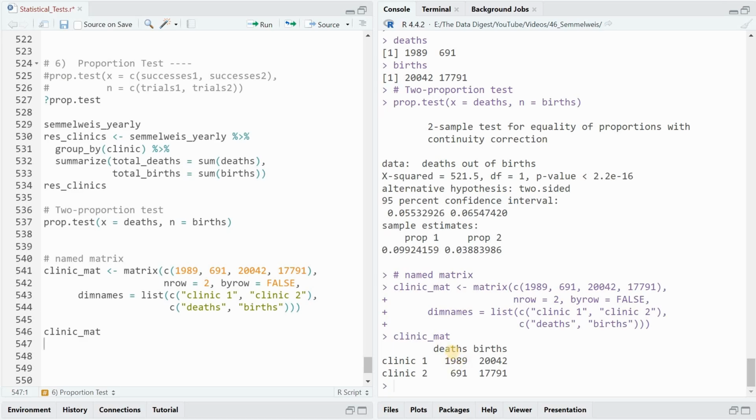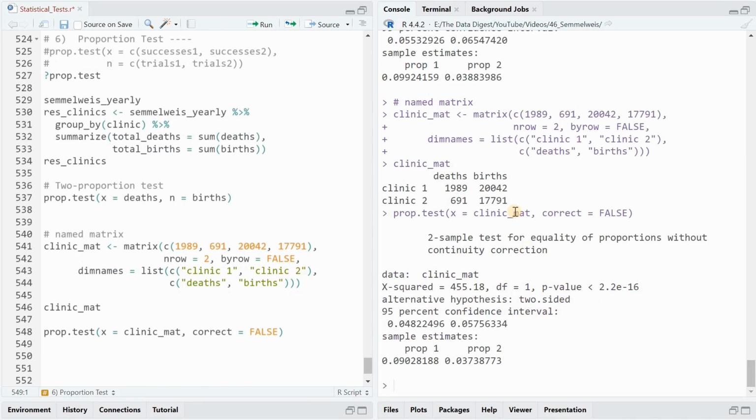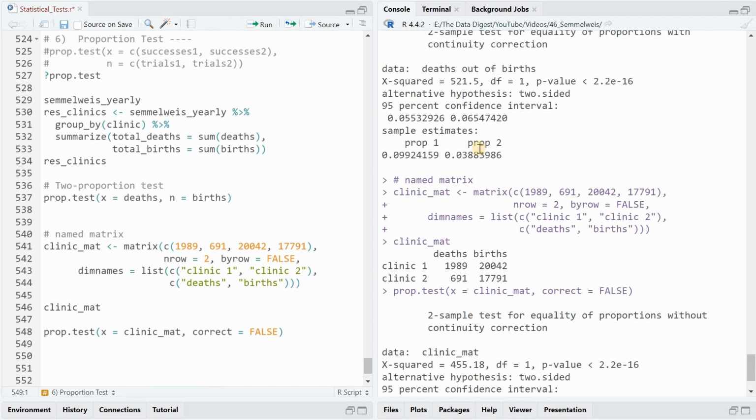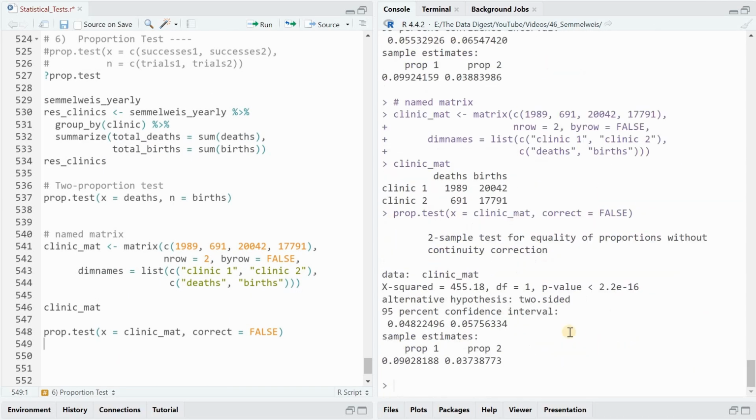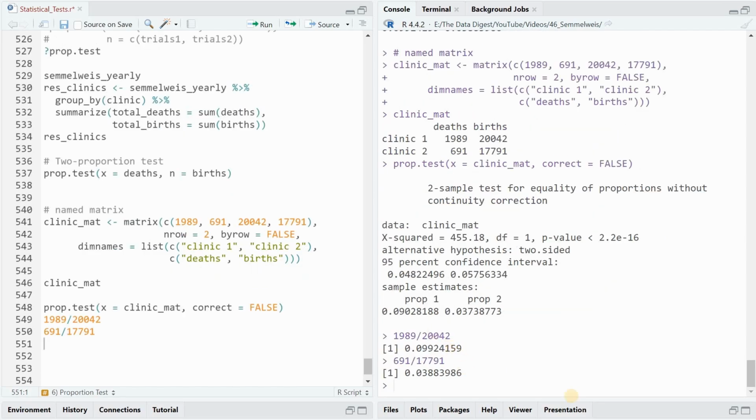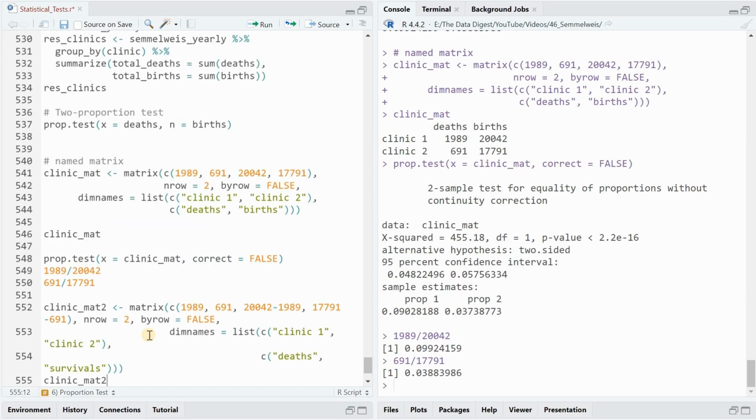So here we have a matrix of death and birth, and you can feed that into the prop test. However, you have to be really careful, because if you just use the same matrix as the table we had before, you get different estimates. So now the proportions are different, 9 and 3.7 instead of 10 and 3.8, and also the estimate of the difference changed, because the matrix does not want the number of successes and trials, which gives us these correct proportions, but what the matrix wants is the number of different outcomes.